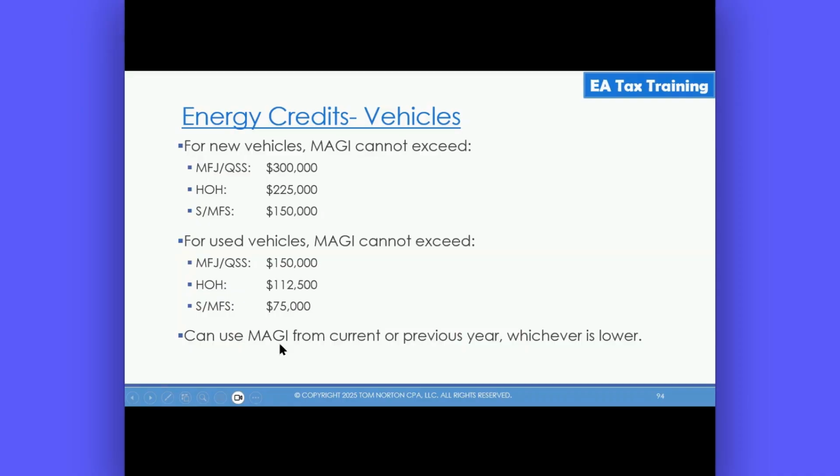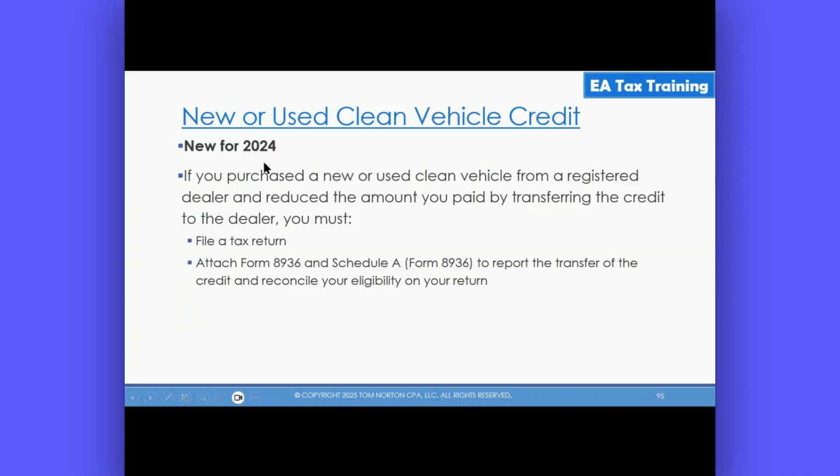You can also use your adjusted gross income from the previous year if it was lower than the current year. So you can use either current year adjusted gross income or previous year adjusted gross income in order to meet these threshold amounts. This is new for 2024. If you have either a new or used clean vehicle credit, if you purchased that vehicle from a dealer, which of course you had to have purchased it from a dealer in order to get the credit, and they reduced the amount that you paid for the car by transferring the credit to the dealer, then you have to meet these criteria.